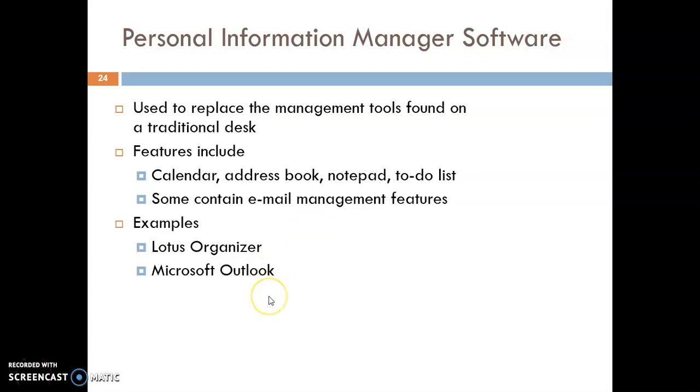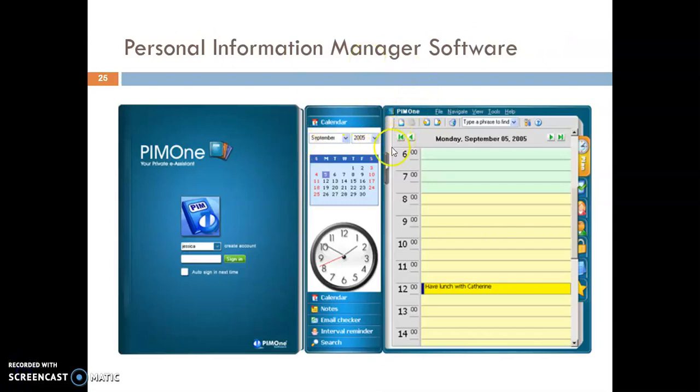Okay, next is Personal Information Manager software. Examples of Personal Information Manager software are Lotus Organizer and Microsoft Outlook. This is how Personal Information Manager software looks. Most productivity software suites contain some form of Personal Information Manager, and these programs strive to replace the management tools found on a traditional desk, such as a calendar, timer, notepad, and to-do list.